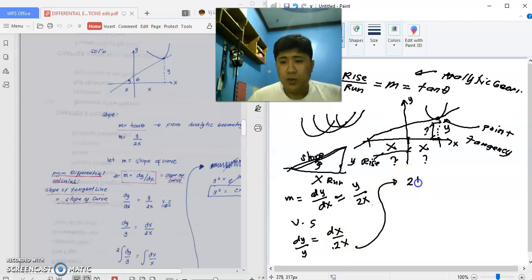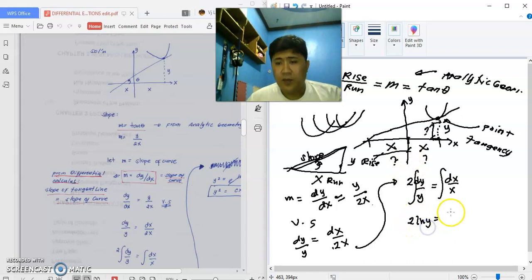So you have 2 dy over y is equivalent to dx over x. Now, since they are already separated, we can now integrate. So 2 ln y equals ln x plus ln c, obviously. So from there, you have ln y squared equals ln x plus ln c.